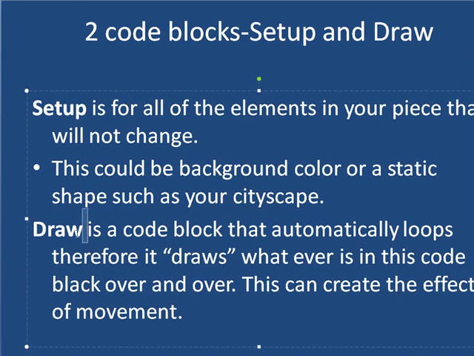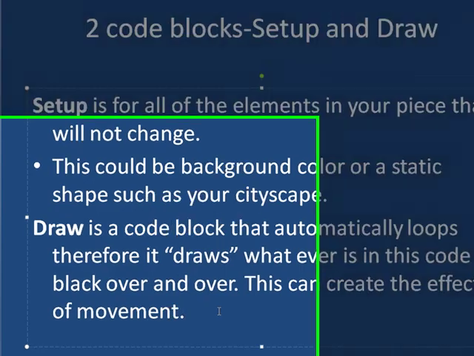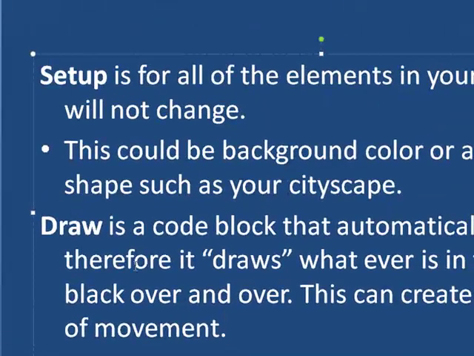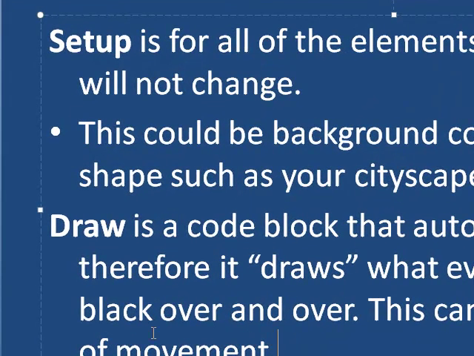Where we're going with processing is eventually we want to be able to create animations, right? We want to be able to get things to look like they're moving, and to do that they have to be in the draw code block, because the draw code block has a cool feature, which is it actually has an automatic loop. So this is how we can get things to animate.